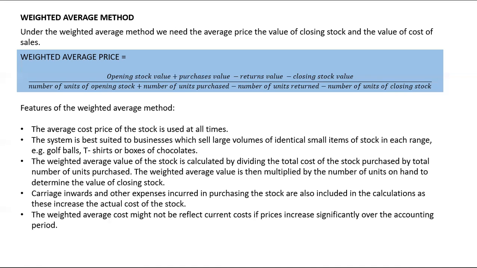Okay, weighted average value of the stock is calculated by dividing the total cost of the stock purchased by the total number of units purchased. The weighted average value is then multiplied by the number of units on hand to determine the value of closing stock. Carriage inwards and other expenses carried on purchases of the stock are also included in the calculation, as these increase the actual cost of the stock. Weighted average cost might not reflect the current costs, especially if you purchased some of the items a long time ago, and obviously over time, the prices of those items will increase.